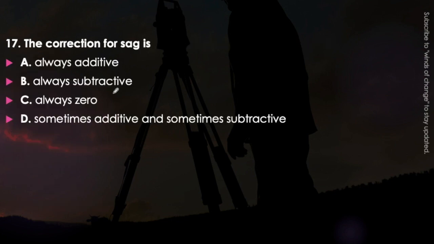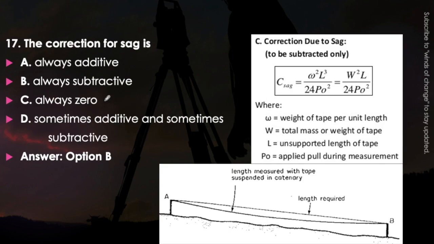Okay, next question. The correction for sag is always additive, always subtractive, always zero, or sometimes additive and sometimes subtractive. Just think about it. This is a very easy question. The sag correction is always subtractive. Always memorize it. Option B will be the correct answer. The formula for sag correction is w square L cube upon 24 P naught square, where small w is the weight of the tape per unit length, L will be the unsupported length of the tape, and P naught is the applied pull during the measurement. Okay. In the sagged portion, you can see here that the length will be more than the length required. So the correction will always be subtractive.